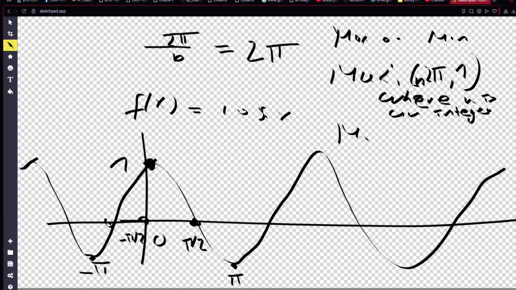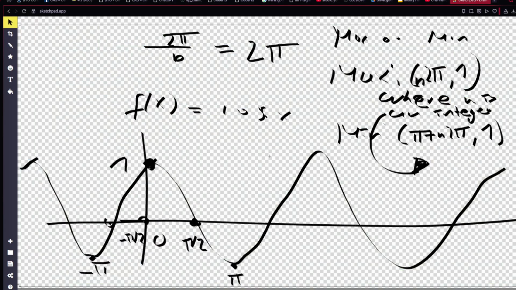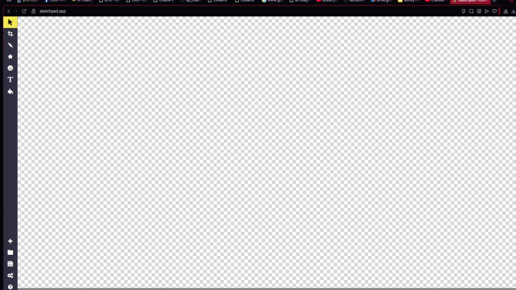And in the same way, a minimum will be the exact same thing, except we start at pi over 2, or not pi over 2, pi. So pi plus n 2 pi, comma, 1 with the same restriction. So simple logic, pretty easy stuff.